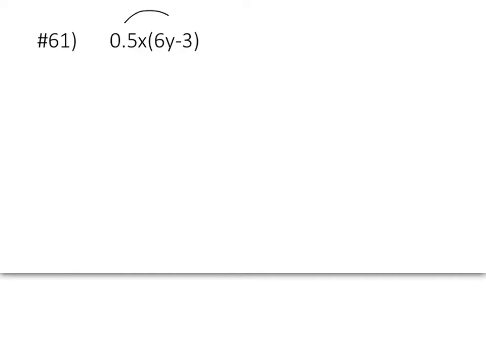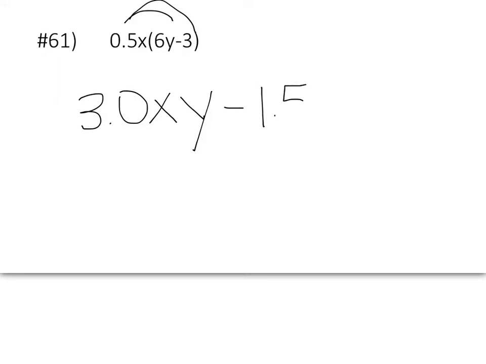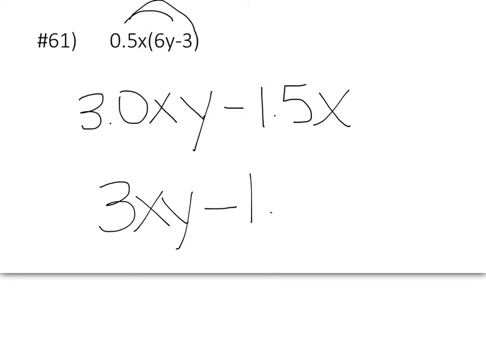Okay, here you've got 0.5x times 6y minus 3. So you're going to distribute the 0.5x. So 0.5x times 6y is going to give you 3.0xy minus 1.5x, which you can also just write 3xy minus 1.5x if you would like.